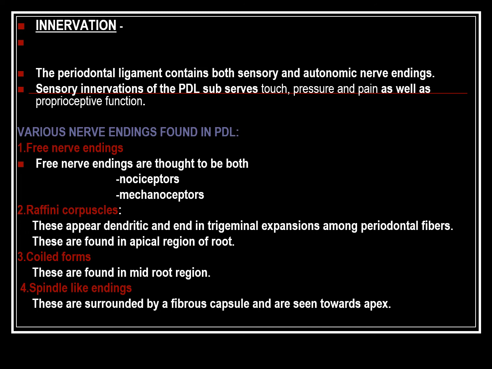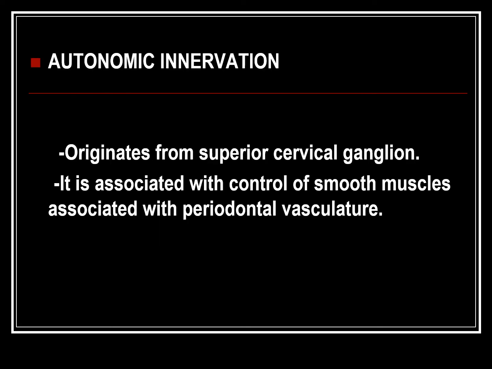The innervation of the periodontal ligament, which is the soft structure, contains both sensory and autonomic nerve endings. The sensory innervation of periodontal ligament serves the functions of touch, pressure, pain, and proprioception. The various nerve endings found in periodontal ligament are the free nerve endings, Ruffini corpuscles, coil forms, and spindle-like endings. The autonomic innervation originates from the superior cervical ganglion. It is associated with control of smooth muscles associated with the periodontal vasculature.